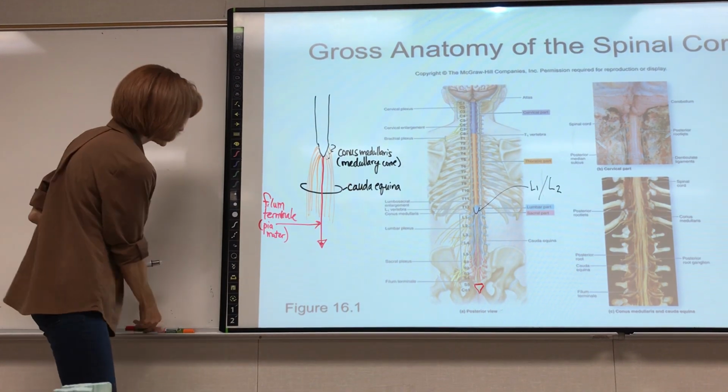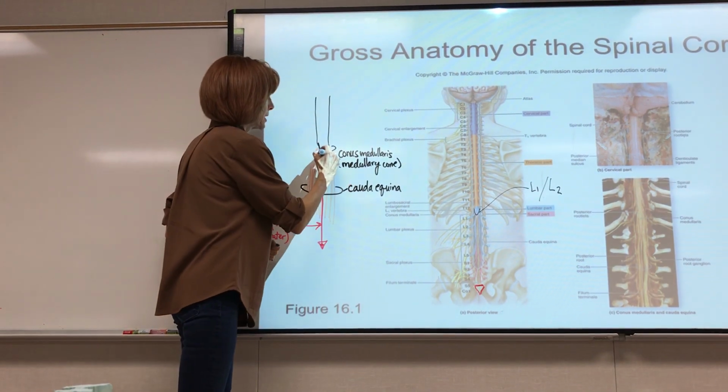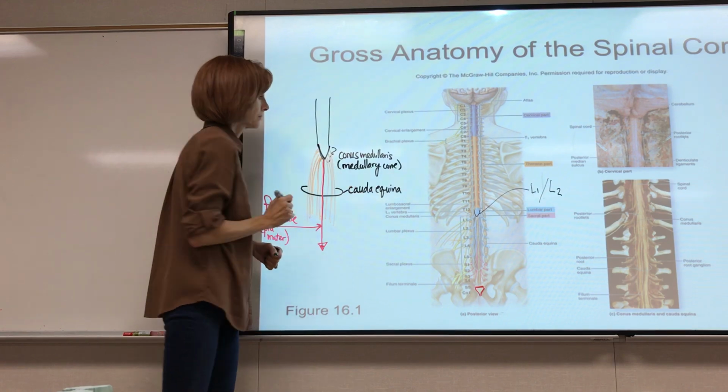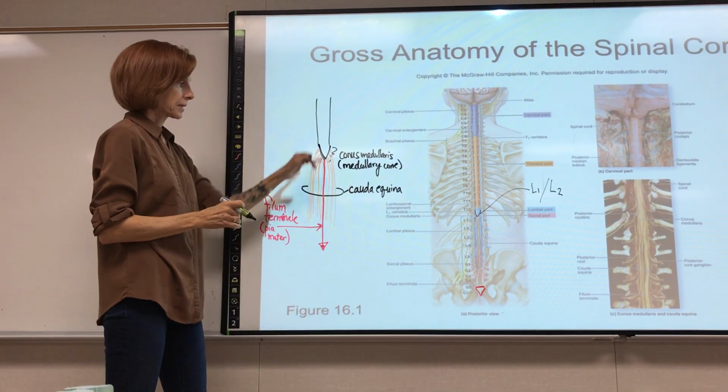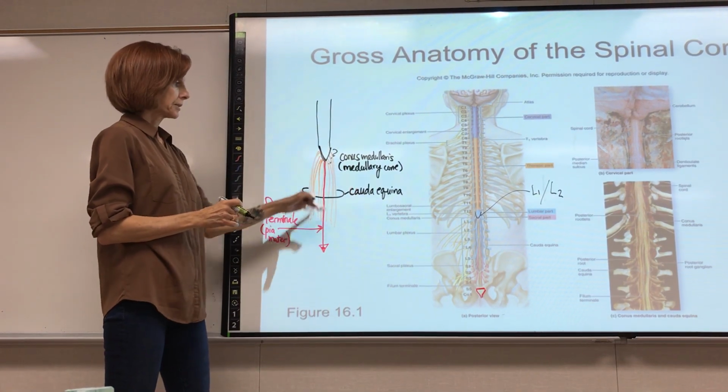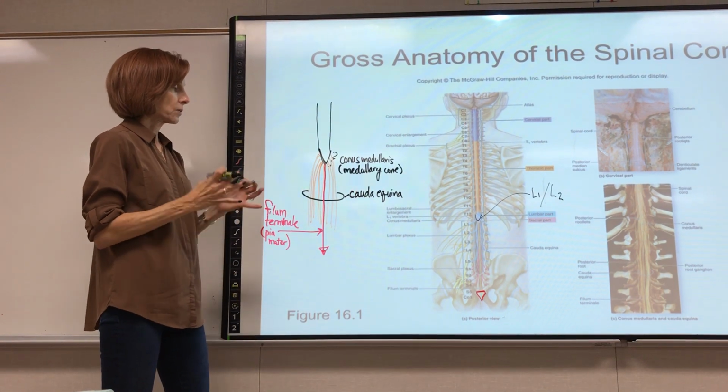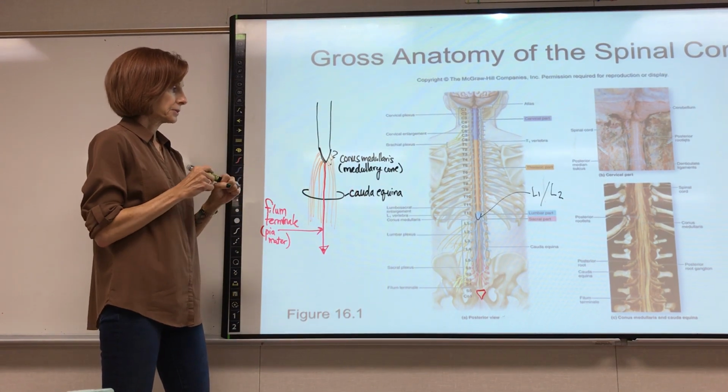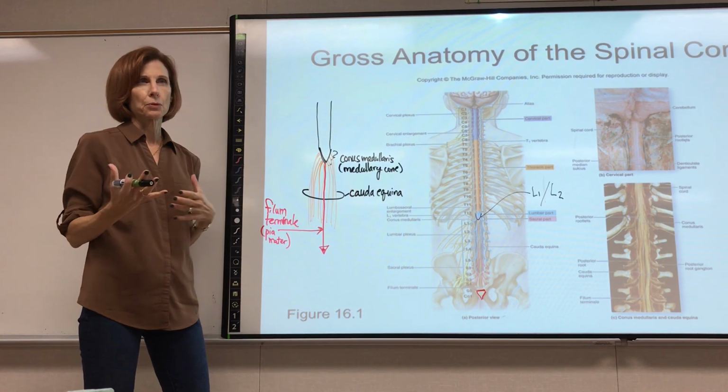And remember that the conus medullaris is actually named after its shape, right? The cone-shaped ending. The cauda equina is named after, again, its appearance, it looks like a horse's tail. So if you just think about the names, then you'll know what they are.